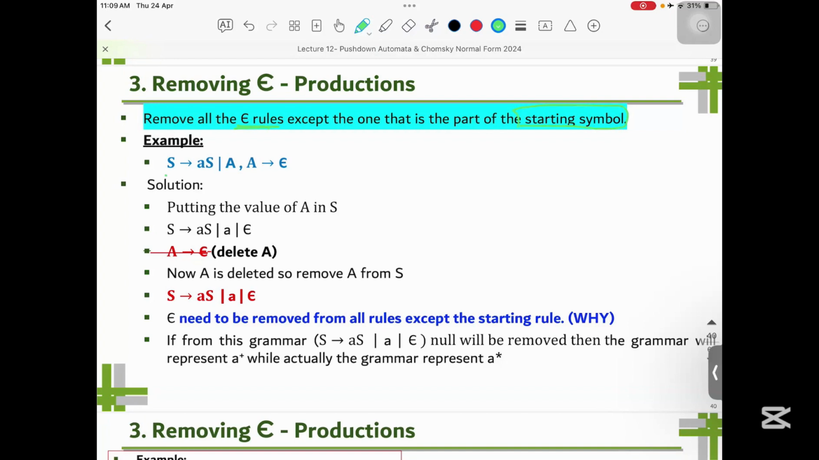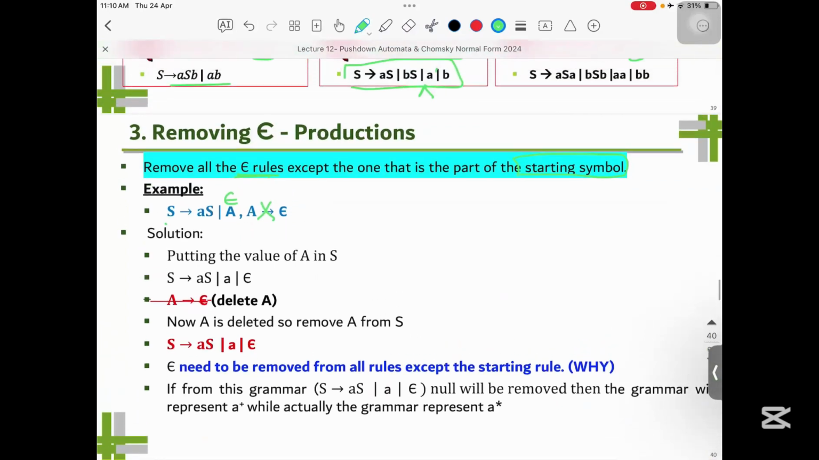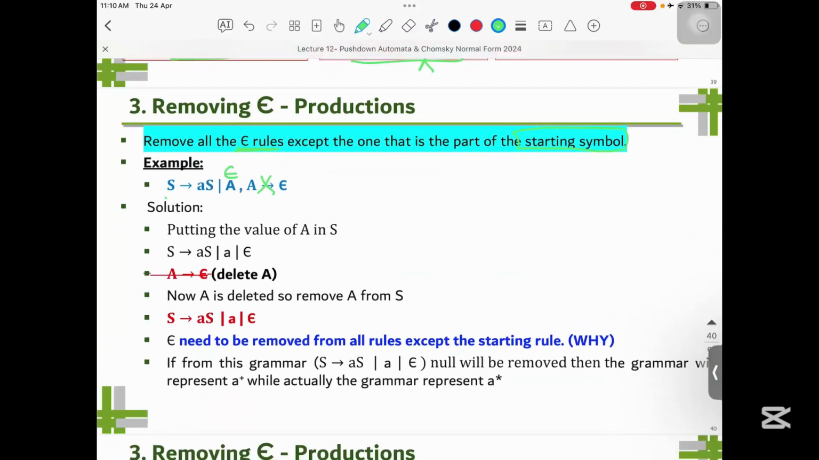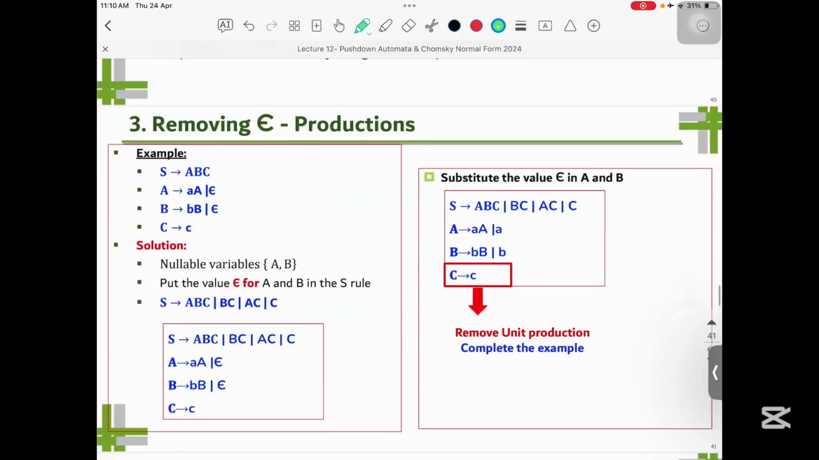In this case, S is equal to AS, and also A, and A implies empty. So in that case, you can remove this one, and you can simply put empty here. So this is fine. This cannot make any changes in the language. So you put the value here as empty.